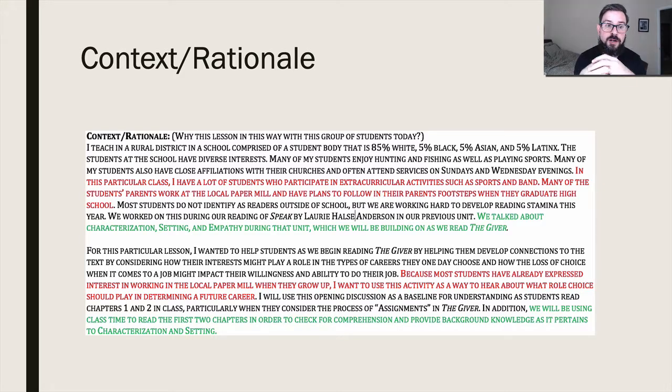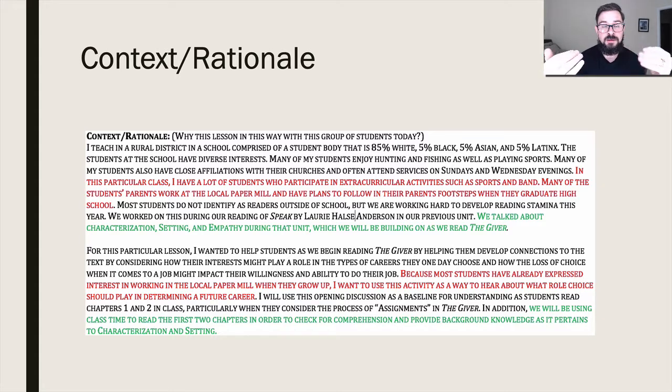So, all of those are fair play in establishing a context and rationale. As we go on in green, it says we talked about characterization, setting, and empathy during that unit, which we will be building on as we read The Giver. So if we worked on those three skills, it is okay to build on those and recall them. Eventually, you're also going to want to help them develop new skills as well.